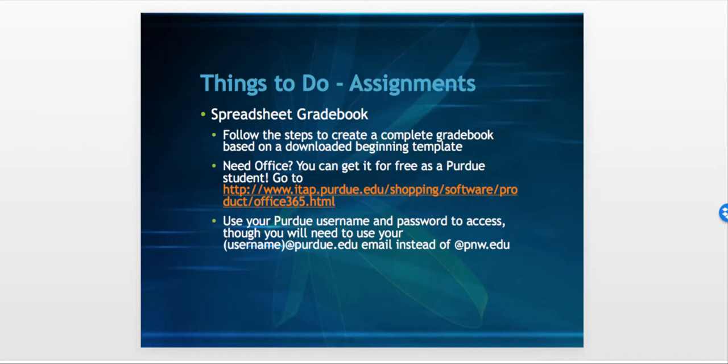Just remember when you try to access your Purdue Office 365 for the first time, you're going to be logging in with your username @purdue.edu instead of @pnw.edu. So just remember that when you're logging in. And if you need help with anything, be sure to contact the help desk, because sometimes people's accounts don't want to cooperate, and you just have to contact the help desk. They'll help you out.